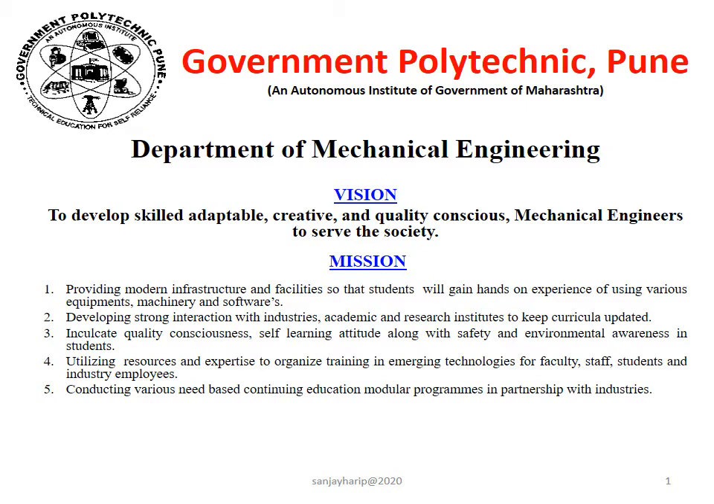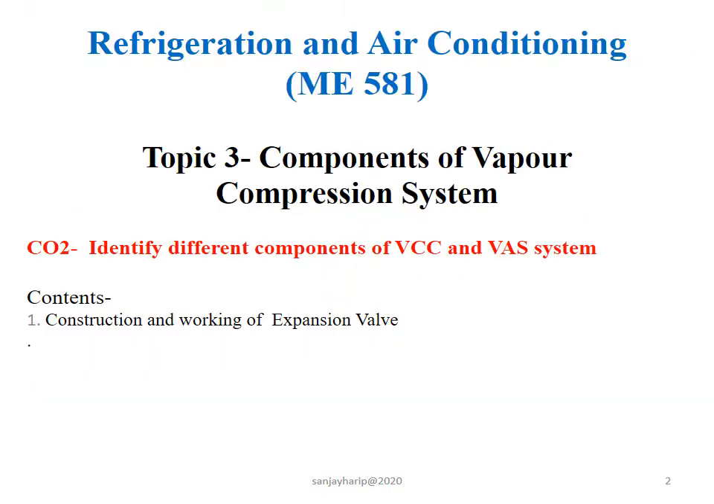In this session, we are going to cover expansion devices used in refrigeration and air conditioning applications. Expansion devices are used to throttle high pressure refrigerant into low pressure liquid refrigerant. In other words, we are converting the refrigerant pressure, that is condenser pressure, to evaporator pressure in the expansion devices.